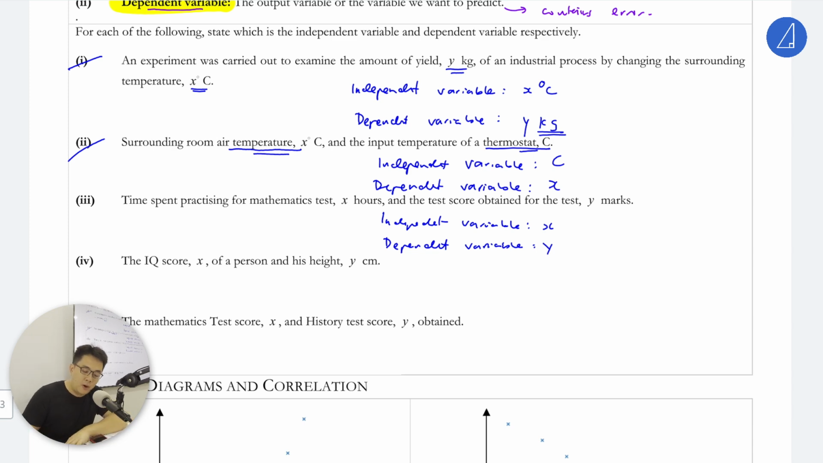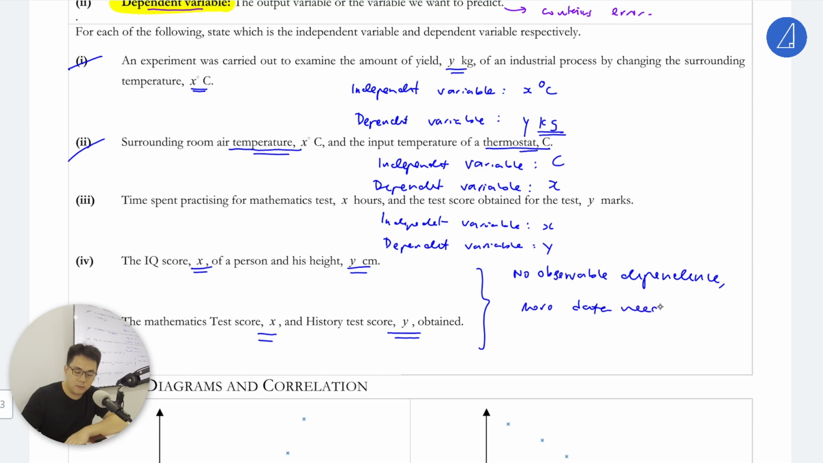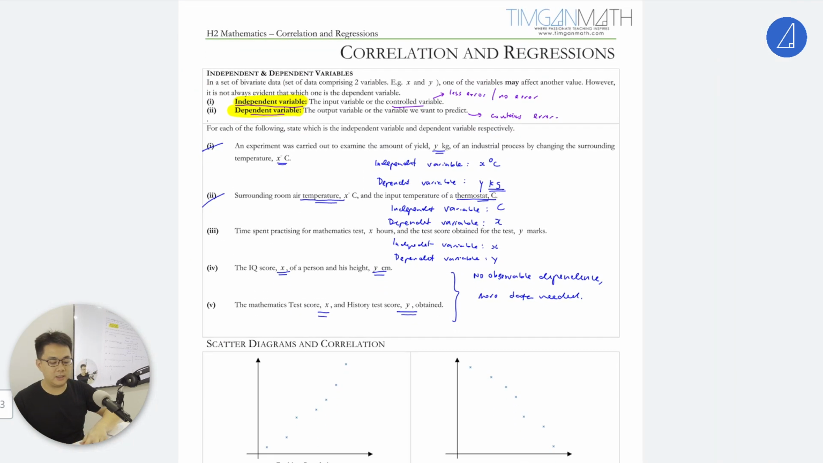The IQ score x of a person and the height y, and also the mathematics score and y. This one will be very sad if our height affects our IQ, but it doesn't. So this one is called no observable dependence. Okay, so more data is needed. So this is the case here.